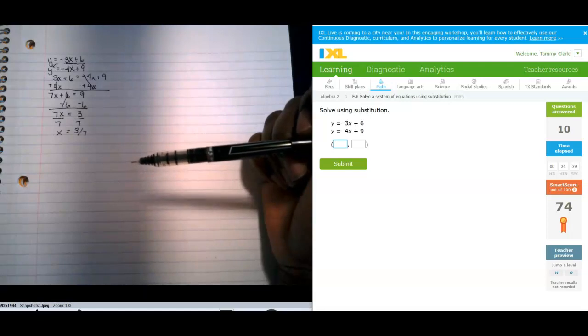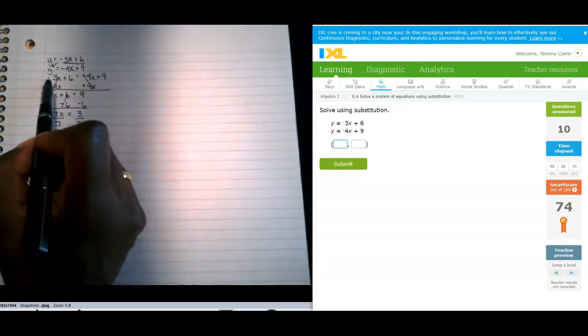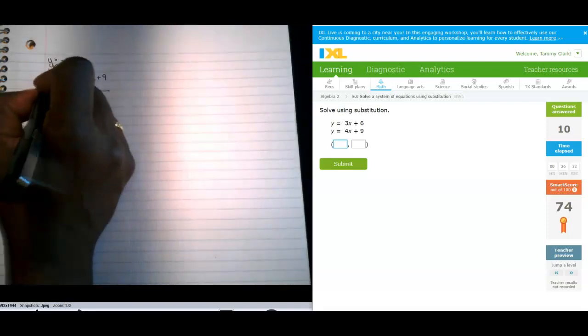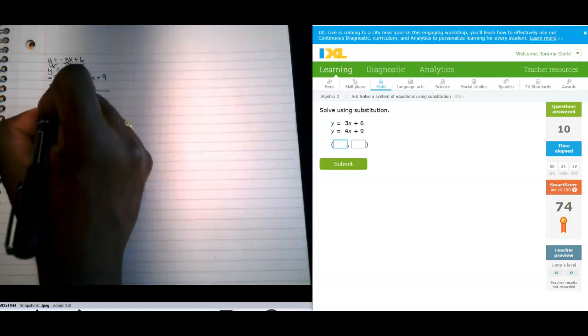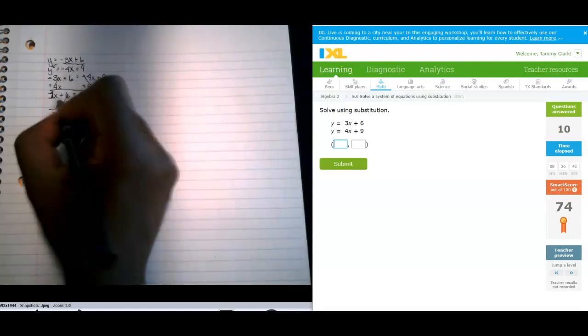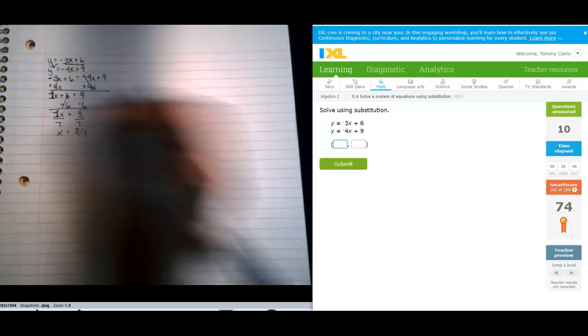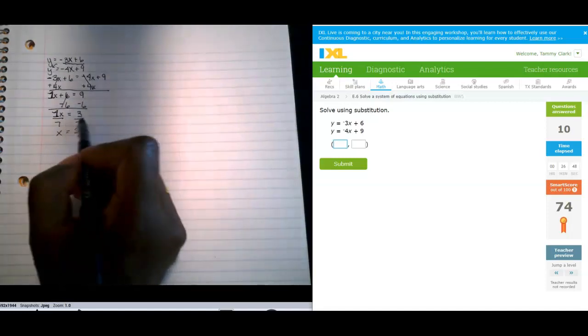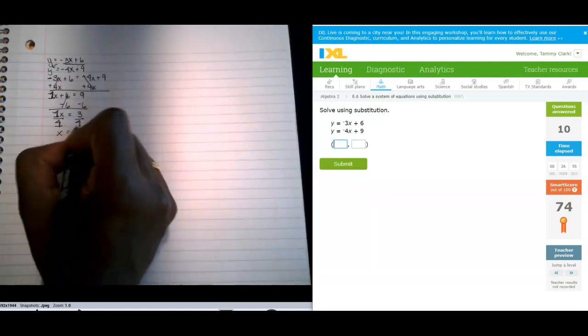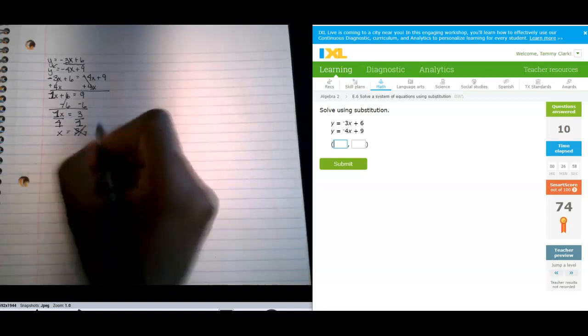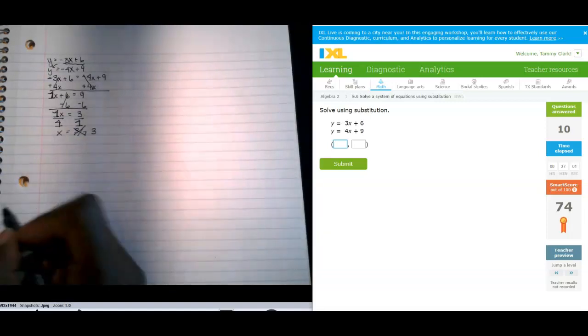Did you notice it? This should have been a negative 3x, which makes negative 3x plus 4x is positive 1x. I'm so glad I caught this. This is positive 1x equals, well, at least I did this part, 3. So divide by 1 on both sides of the equation. X is 3. Boy, that would have been a disaster.